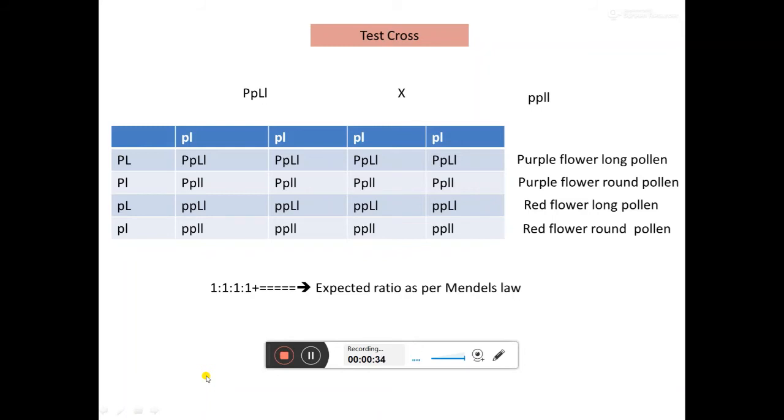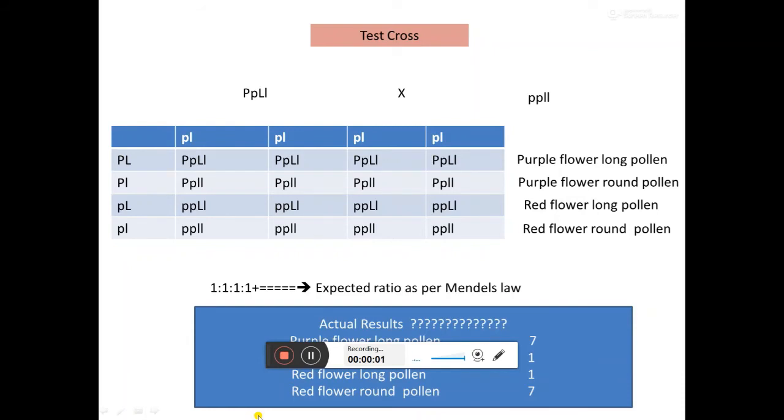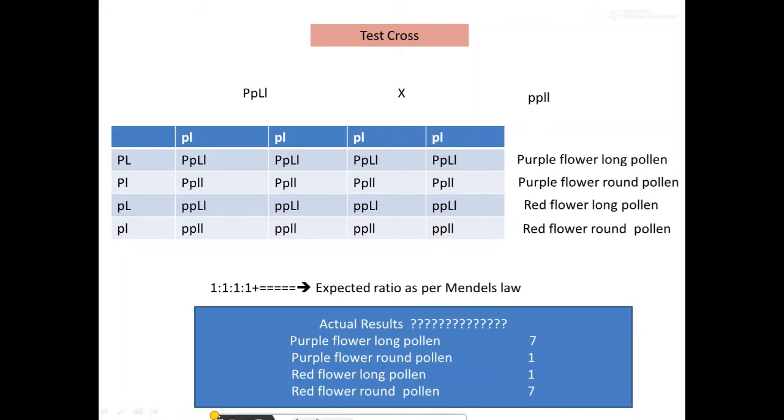But Bateson and Punnett noticed that this was not the exact result. There was a slight variation among the results, unlike what they expected. The actual results showed a ratio of 7 is to 1 is to 1 is to 7.